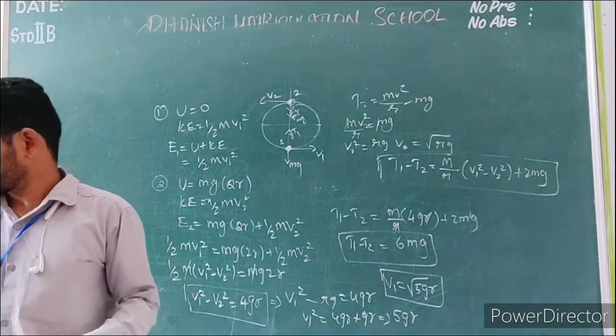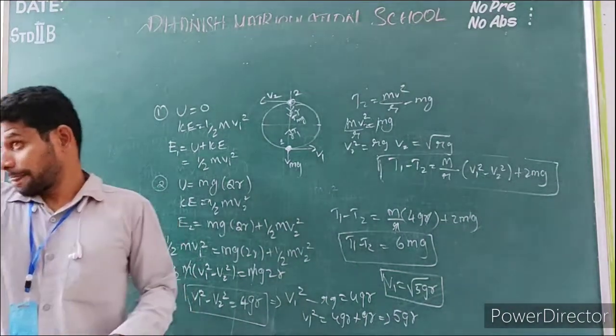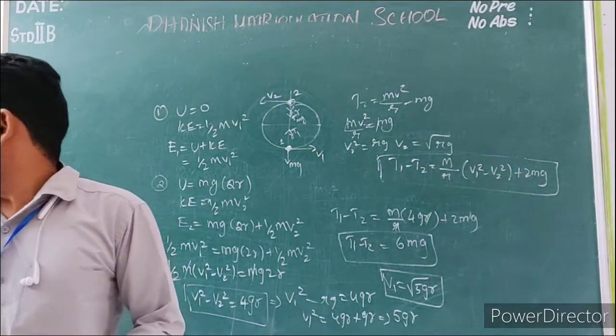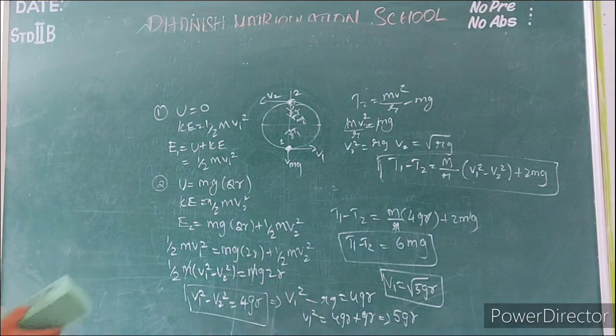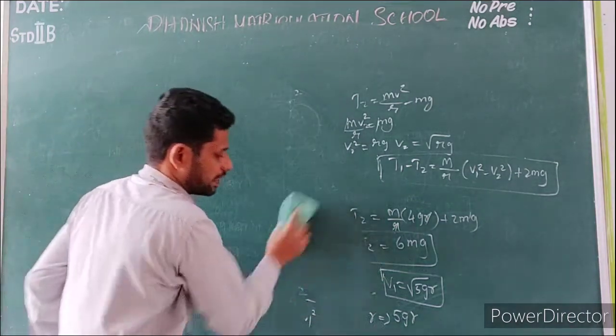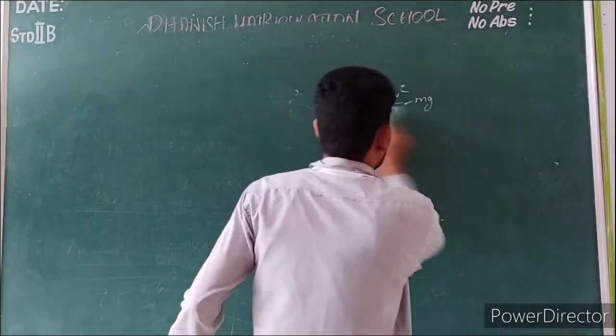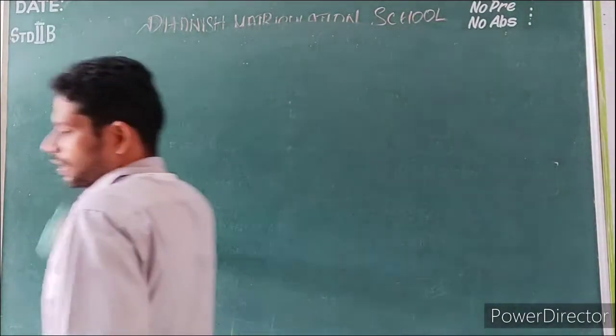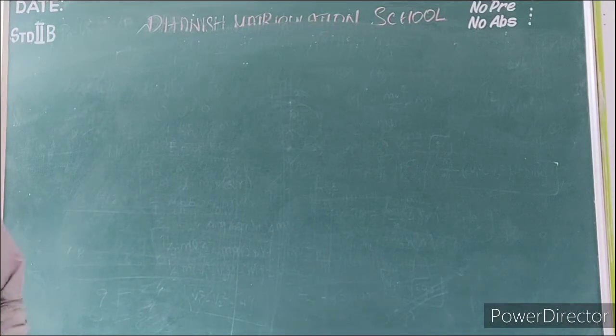And also we will write one more thing, power. What is meant by power? Power is nothing but the rate of work done per unit time. So what is meant by rate of work done per unit time? Power is a scalar quantity.